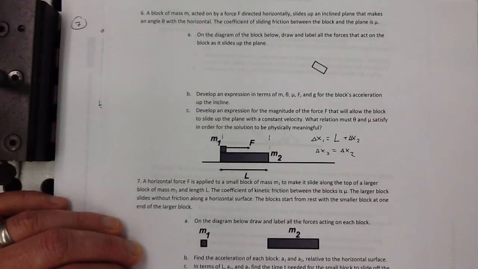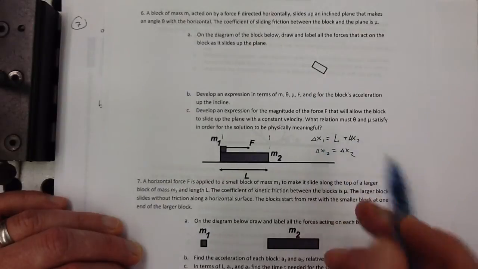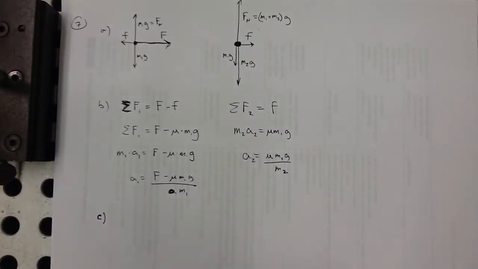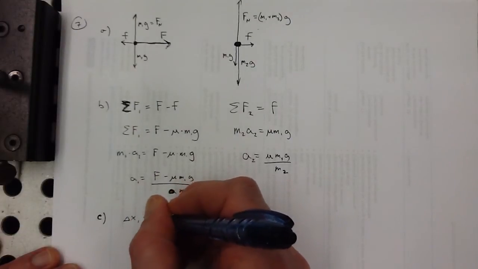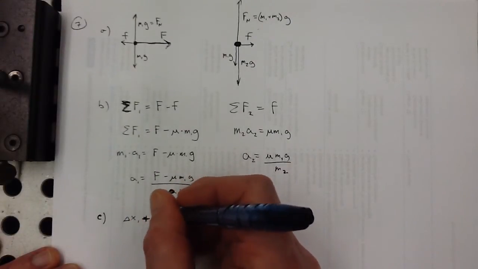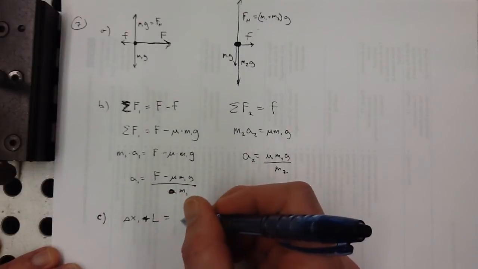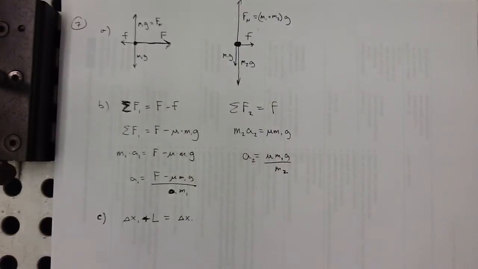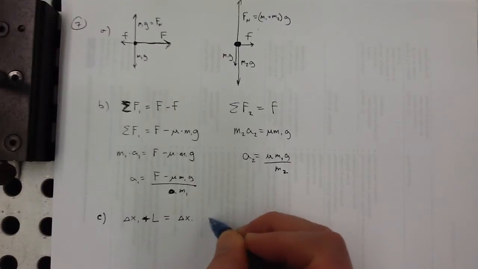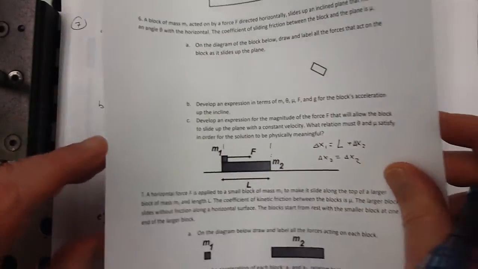Right? So we could do it, I think, with these. They both start from rest. So using that equation, the displacement of block 1, plus the length of that block, would have to be equal to the displacement of block 2. Wait, I don't like that. Hold on a second. It seems like I should have the plus L over here. Let's look at that again.